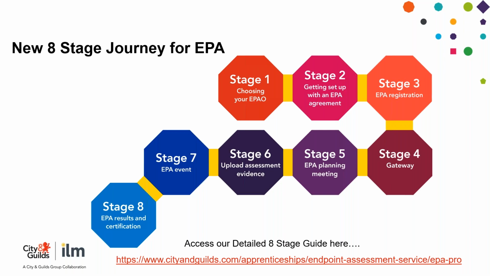A new step that we're introducing through EPA Pro is what we call an EPA planning meeting. So right after gateway, rather than the gateway being signed off and you having to wait for our EPA team to contact you to confirm a date, we will put in place an EPA planning meeting directly with the independent end assessor. So you'll have that early contact with the assessor, and you'll also agree a date with them at that meeting. So that will all be done directly through the assessor.